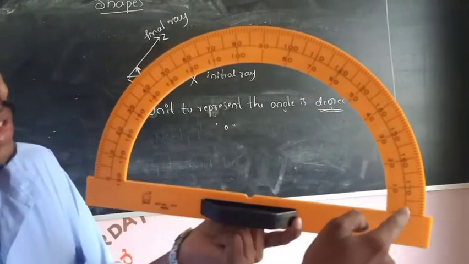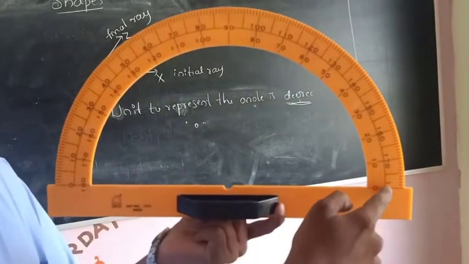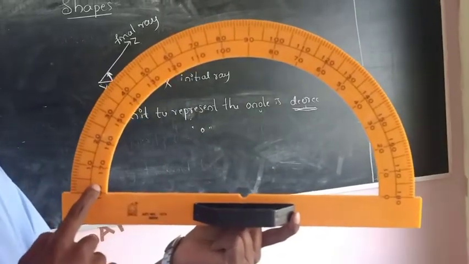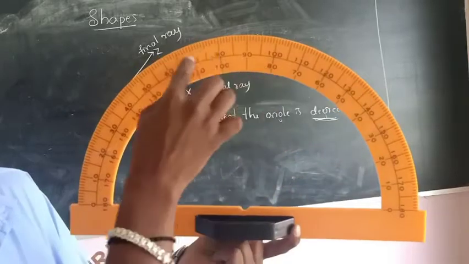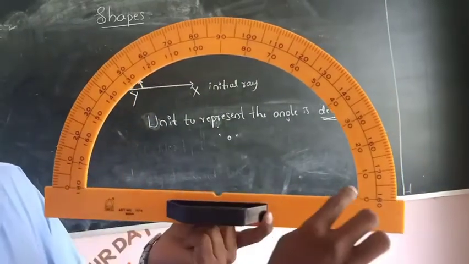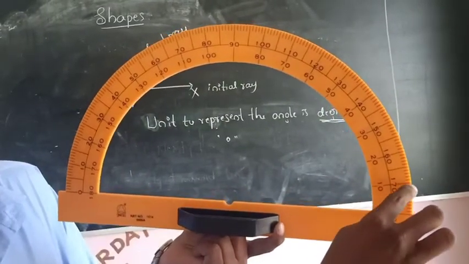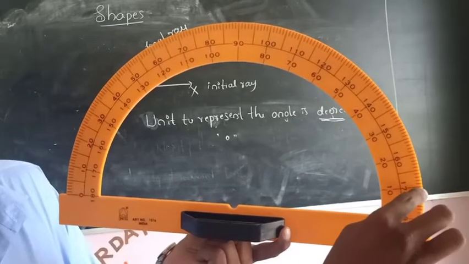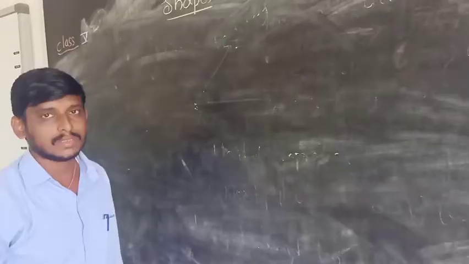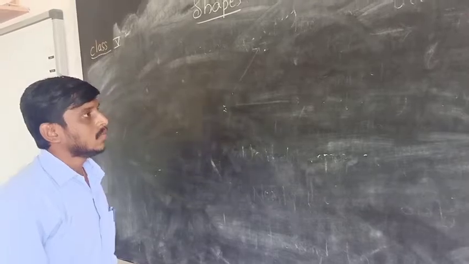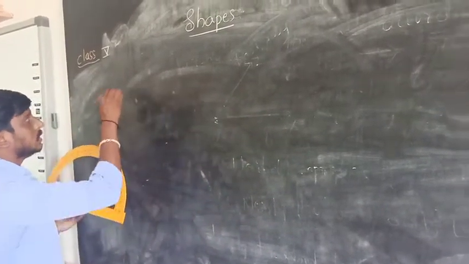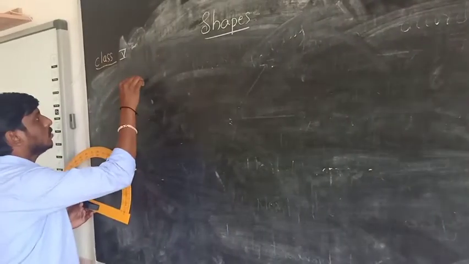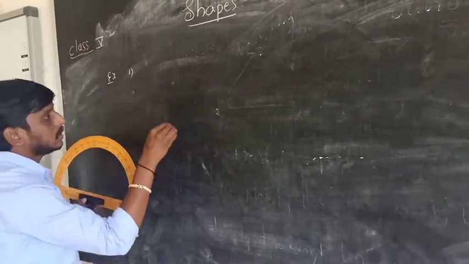Okay. So in this protractor, from 0 to 180, there are 180 divisions. See, count, there are 180 divisions. Each division is called a degree. Okay students, with the help of a protractor, let us take one example of how to measure angles. I will draw one example here.